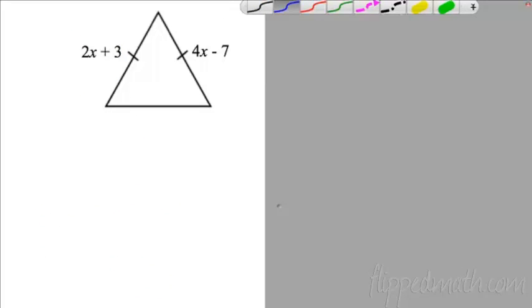Let's take a look at the next example here. So we got another isosceles triangle. So this time I give you the sides are congruent. If this side is 2x plus 3, and this side's 4x minus 7, well, if they're congruent, they equal each other.